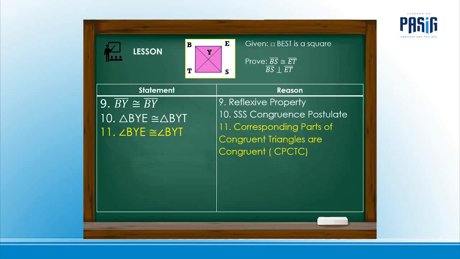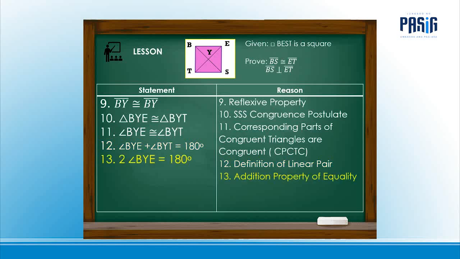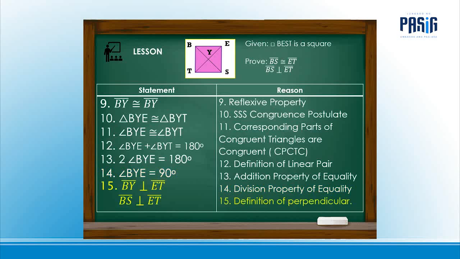And then, angle BYE plus angle BYT is equal to 180 degrees by the definition of linear pair. So twice the measure of angle BYE is equal to 180 degrees by addition property of equality. Hence, angle BYE is equal to 90 degrees. And therefore, BY is perpendicular to ET, and diagonal BS is perpendicular to diagonal ET by definition of perpendicular.